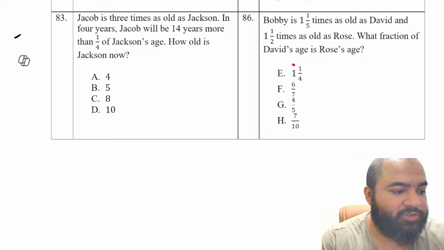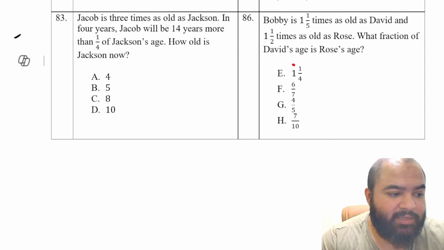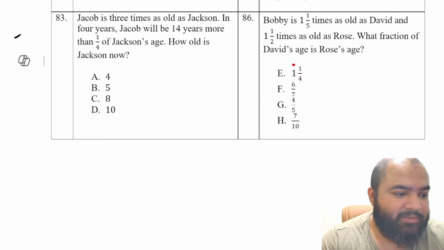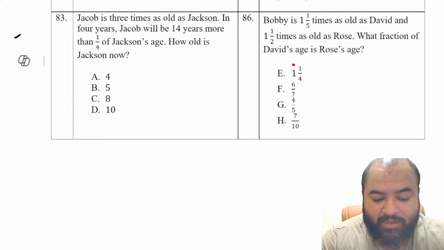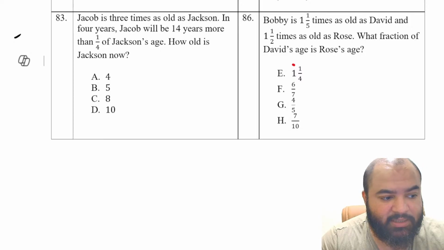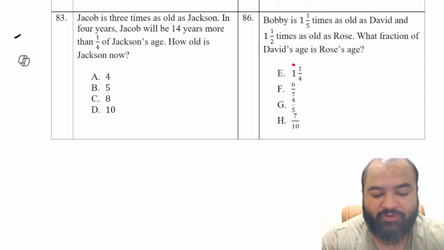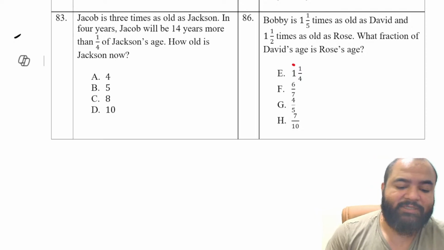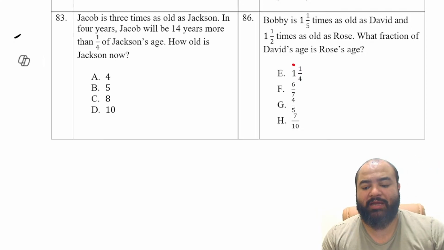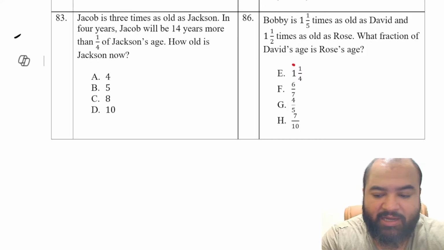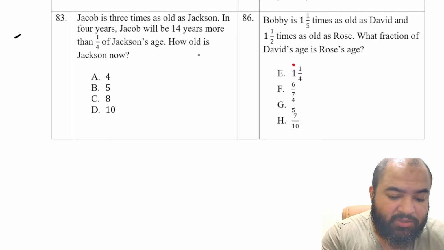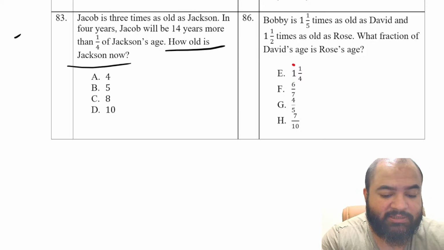This is an age question. It says, Jacob is 3 times as old as Jackson. In 4 years, Jacob will be 14 years more than 1/4 of Jackson's age. How old is Jackson? So whenever they have these kind of age questions, we try out the options. So the question is saying, how old is Jackson now?